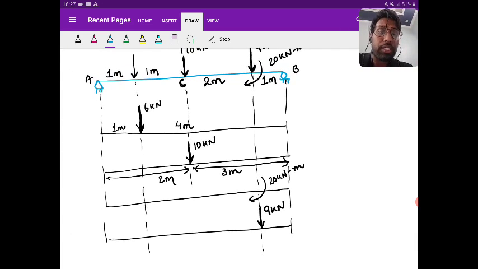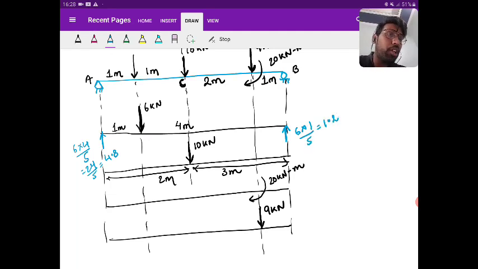Due to symmetry, again we will apply the Pa by L and Pb by L concept. So it will become 6 into 4 by 5, that is nothing but 24 by 5, that is nothing but 4.8 upward. What is on the other side? 6 into 1 by 5, that is nothing but 1.2 kilonewton.